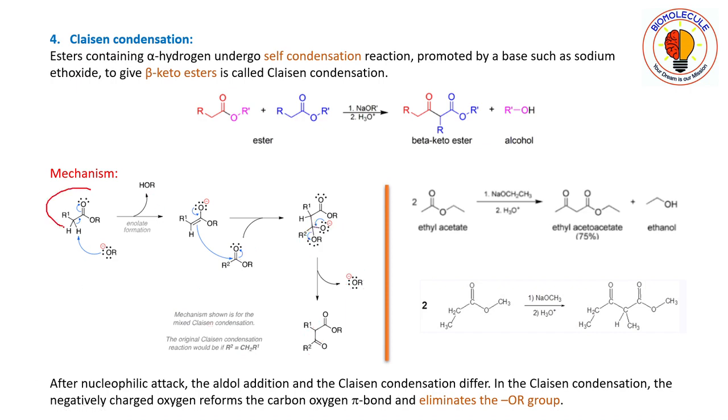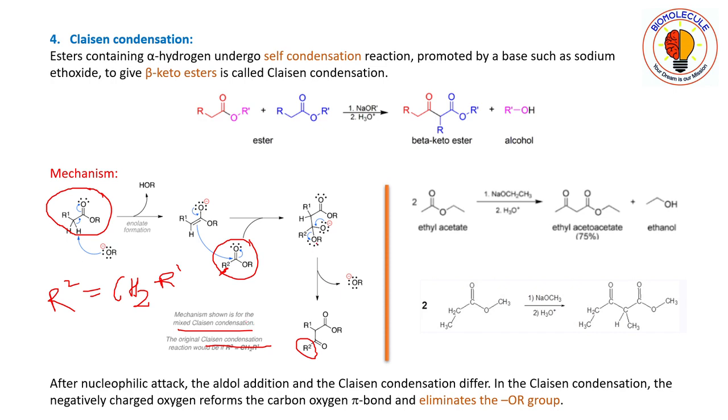Here this molecule has alpha hydrogen. Here CH2R1 is bonded with the ester group, but in this compound it is R2. So if R2 is CH2R1, then this mechanism is that of Claisen condensation, but here it is R2, that means it is the mixed Claisen condensation mechanism. Okay, I'll be showing what is mixed Claisen condensation.